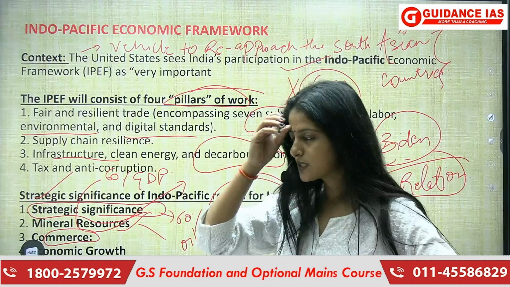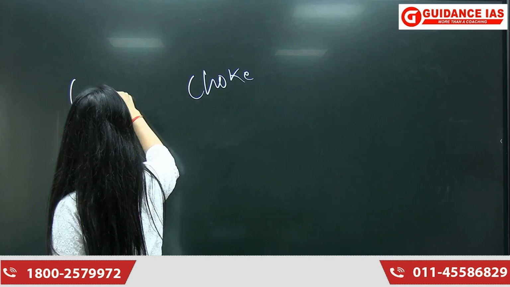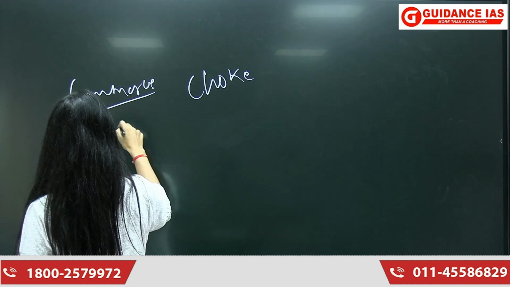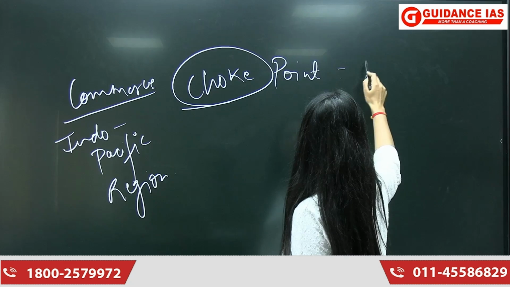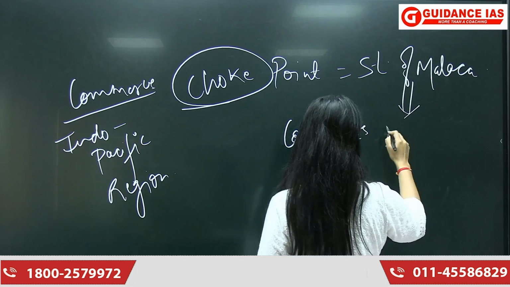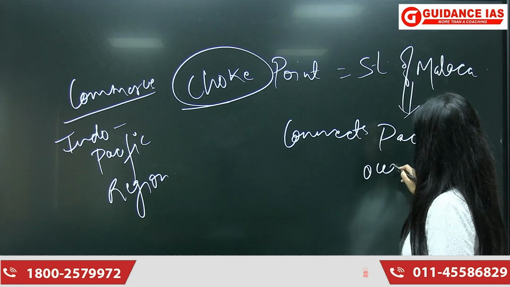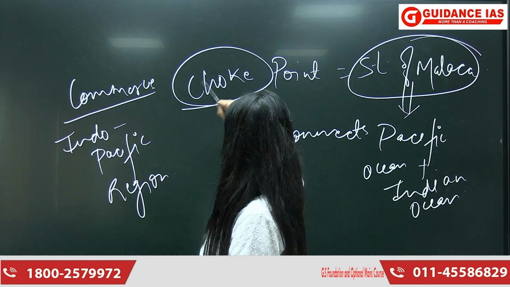that a lot of choke points are there in the Indo-Pacific region, like for example, Strait of Malacca. We know Strait of Malacca connects which two water bodies? It connects the Pacific Ocean with the Indian Ocean, right? So kafi zyada trade aise strait se hoke guzarta hai. That is why this particular region is very important when it comes to commerce and economic development.